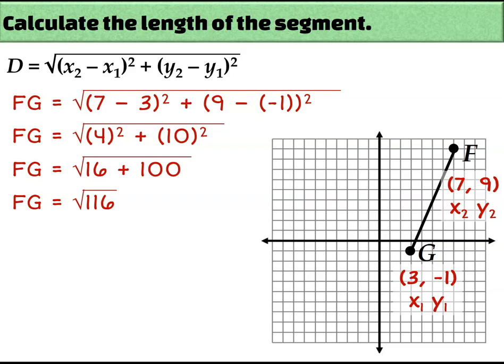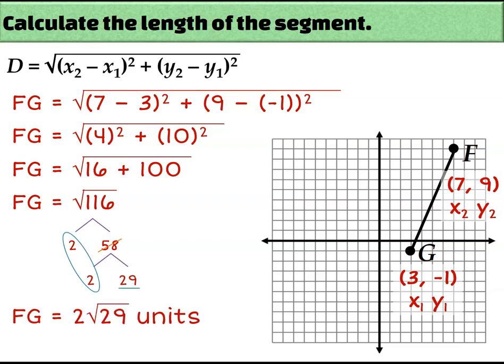116 breaks down into 2 and 58. 58 breaks into 2 and 29. 29 is a prime number, so I've reached the ends of my branches. I see a pair of 2s and a lonely 29, so the exact answer for the length of FG would be 2 root 29 units. The approximate answer would be about 10.8 units.